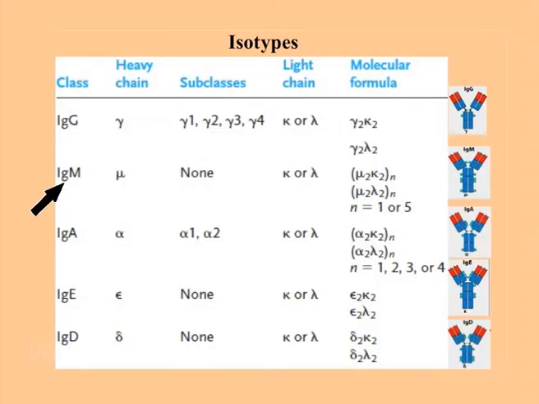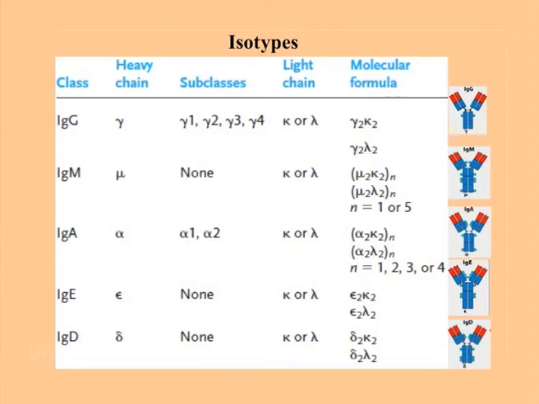If a particular sequence is named mu, when in an immunoglobulin molecule the constant region of the heavy chain is composed of the mu sequence, that immunoglobulin is called IgM. Now, if the constant region sequence is gamma, then the immunoglobulin is called IgG. When the sequence is epsilon, it is called IgE. When the sequence is delta, it is called IgD.